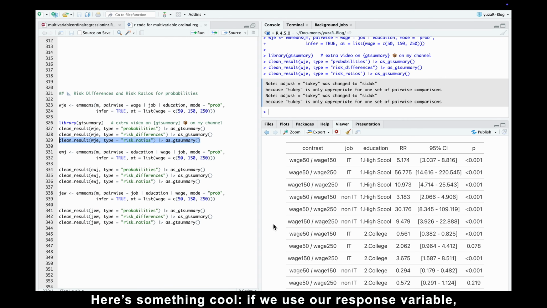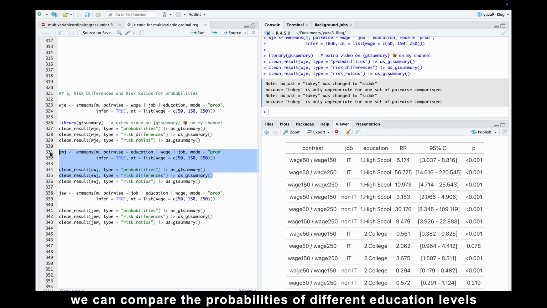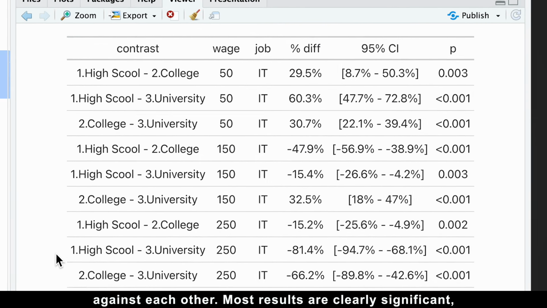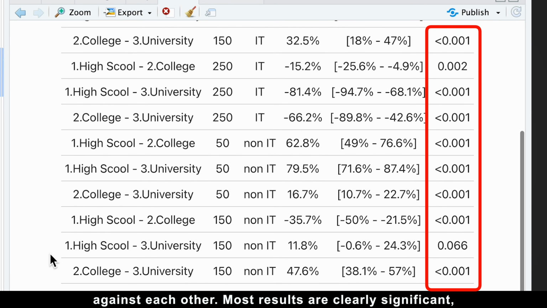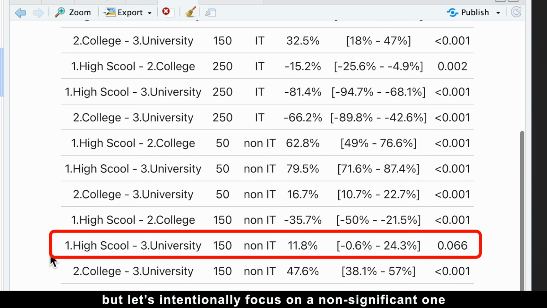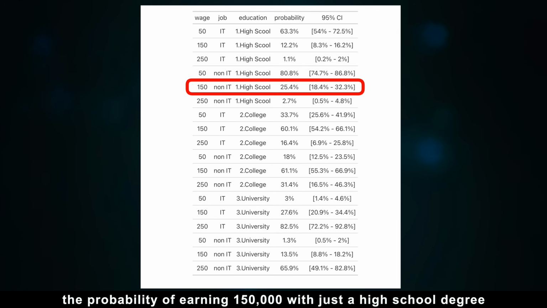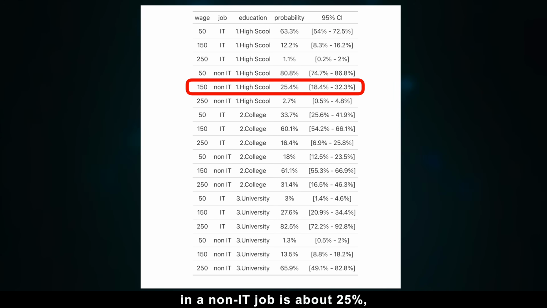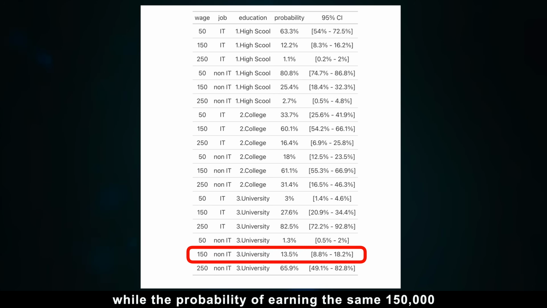Here is something cool. If we use our response variable education as a predictor and place it first after the tilde, we can compare the probabilities of different education levels against each other. Most results are clearly significant, but let's intentionally focus on a non-significant one because it stands out. For instance, the probability of earning 150,000 with just a high school degree in a non-IT job is about 25%, while the probability of earning the same 150k with a university degree is even lower at around 14%.